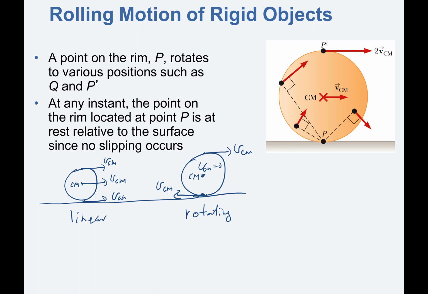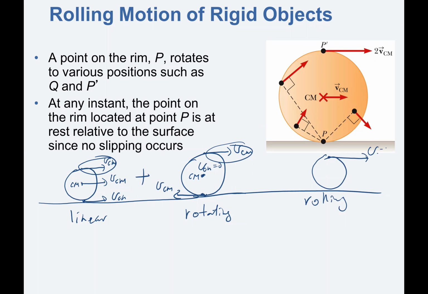Well, rolling is a combination of those. That means you're combining linear and rotation. If you combine, let's see what happens at the top. At the top you have positive velocity plus another positive velocity. So the top is 2 VCM, because you're adding from linear and rotating. For both contributions, you have a positive velocity in the same direction, so you add them.